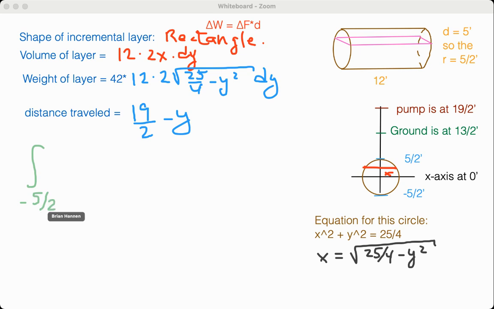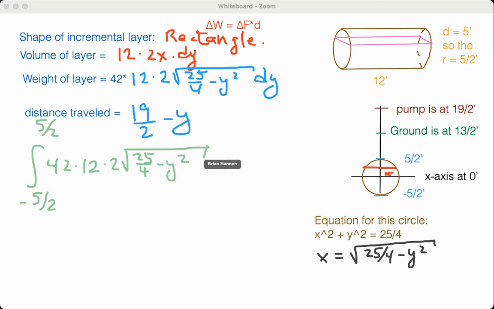The bottom of the tank would be minus 5 halves below the level, and the top would be positive 5 halves. I'm going to take the weight of this tank, or at least the increment that we're looking at any given time, times the distance that it has to travel. I know I should put the dy on the end. And that is our integral. Now, this is going to be a very special integral. We're actually going to take a minute to show you how to solve this.